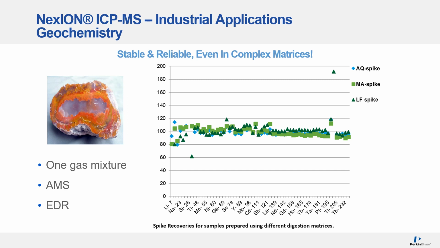They were run using the same method with a mixed gas, in this case helium-hydrogen, in the same run, showing that recoveries are good across the mass range and preparation range. There were a couple of exceptions there, but for the most part, using one gas mixture, AMS gas, EDR, and many of the different techniques that we can apply on the NexION series, we are getting very good, stable, and reliable recoveries for all of these sample types in different matrices.